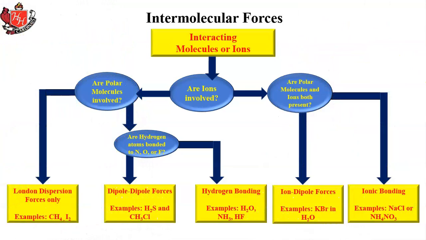Okay, this table is really a summary of everything we're talking about in this unit. It's the interacting molecules or ions. So the first question you ask is, are ions involved? Remember, an ion is a positively or negatively charged atom. Like sodium is a positive ion called a cation. Chlorine is a negative ion called an anion. So are there ions involved, positive cations or negative anions? So now we're going to start off going to the right. If the answer is yes, then the second question you ask is, are polar molecules and ions both present?